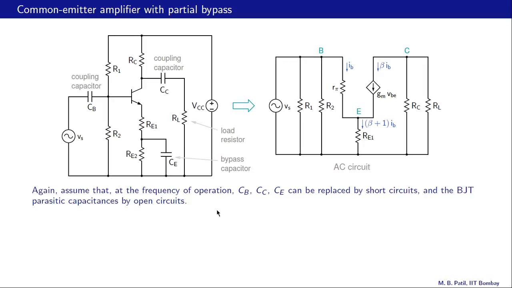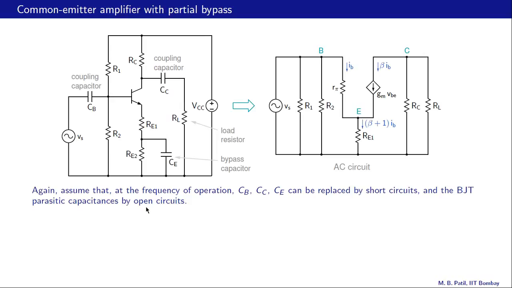Let us now get the gain of the common emitter amplifier with partial bypass. And to do that, we first need to get the AC circuit. So we begin by assuming that at the frequency of operation, the large capacitances CB, CC and CE can be replaced by short circuits, as we did in the common emitter amplifier case. And the small capacitances, the BJT parasitic capacitances C pi and C mu, by open circuits.